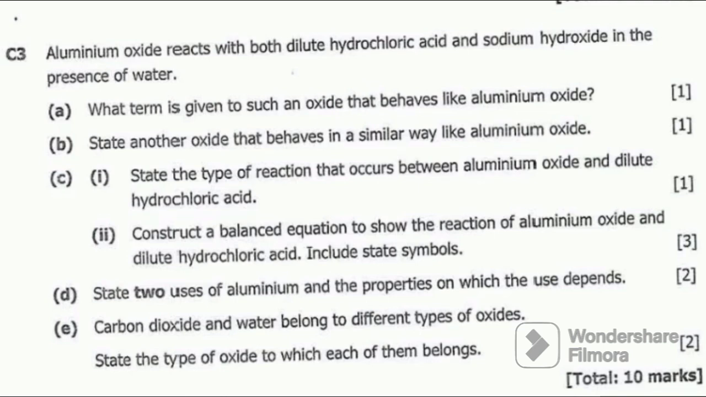So carbon dioxide, to which type of oxide does this belong? Carbon dioxide belongs to an oxide called acidic oxide. Why? Because acidic oxides are oxides of non-metals. And water belongs to neutral oxides.